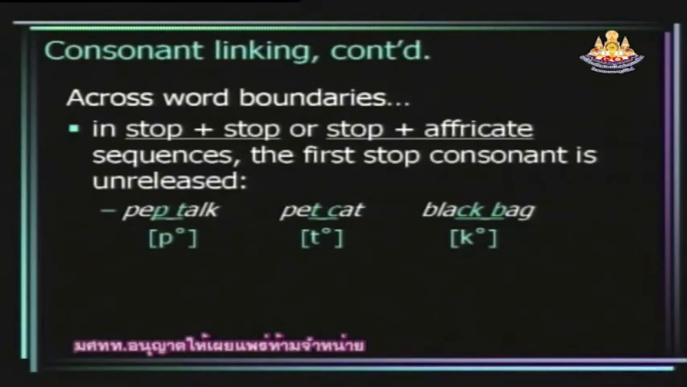Or instead of pet cat, I don't aspirate the T. I leave my tongue behind the teeth on the alveolar ridge and I say pet cat. Finally, with the example of k, black bag. I don't say black bag with a release. So those are unreleased consonants, and that's another example of linking.